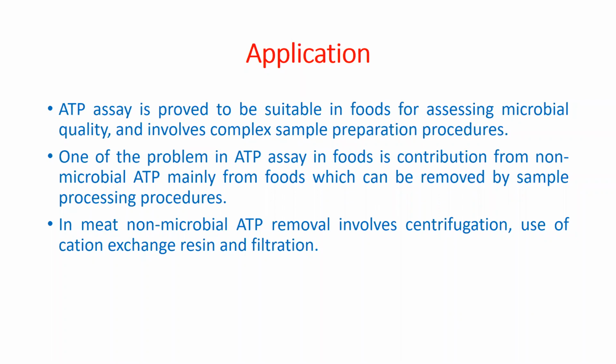So that's why we have to prepare the sample in such a way so that non-microbial ATP should be minimized. So in meat, non-microbial ATP removal involves centrifugation. So in this process we have centrifugation, use of cation exchange resin, and filtration. 3 methods by which we can remove the non-microbial ATP.